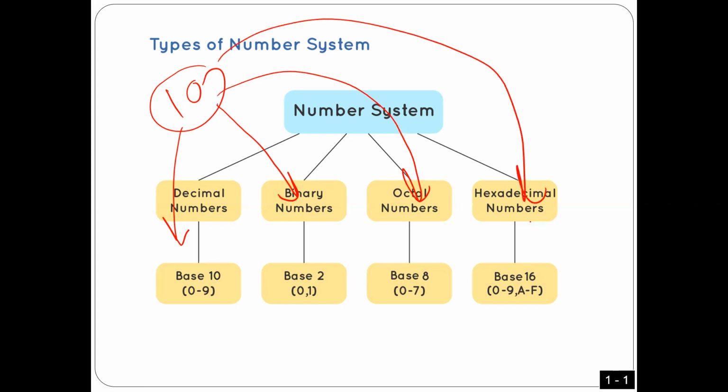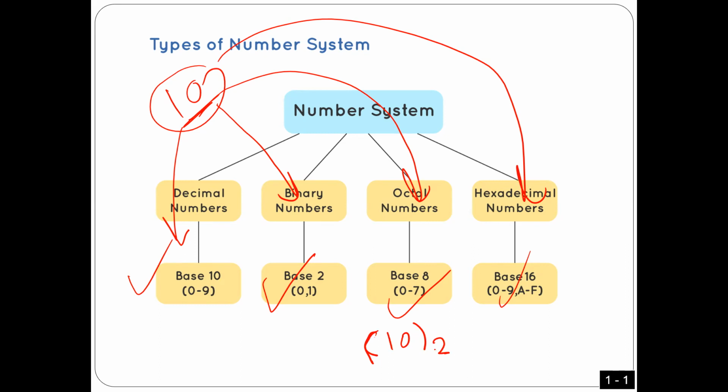So the problem is, if I just tell you 10 here, how can you tell if this number is decimal or binary or octal or hexadecimal? Is that something you can guess? The answer is simply no. You can't guess. You have to tell me. That is why usually what we do, we open parentheses this way, and I put 10, and then I put here, for example, 2.